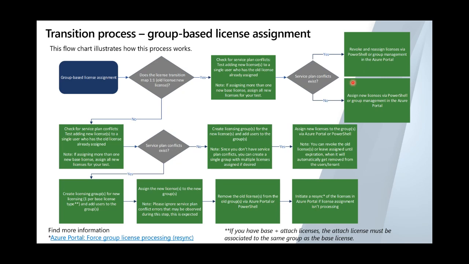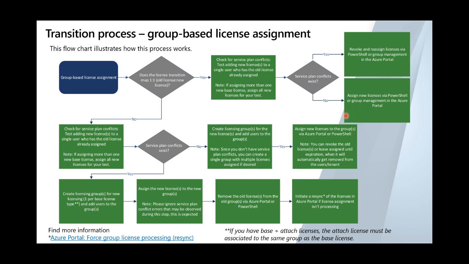If the service plan conflict does not exist, then you can follow the no path here and you can assign the new licenses using the Azure portal or PowerShell directly to that existing group, and removing the old license again is optional since you eventually will have that expire and get automatically removed at a later date.